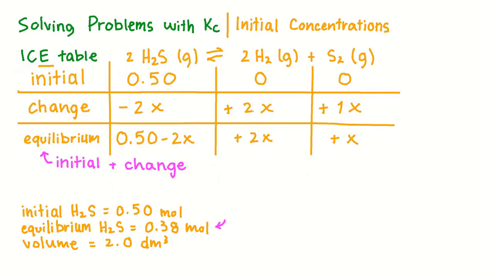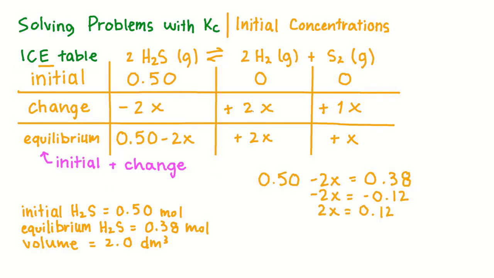The problem also gave us the equilibrium amount of hydrogen sulfide. If we set this amount equal to the equilibrium value of hydrogen sulfide in the ICE table, we should be able to use that to solve for x. First, we'll subtract 0.5 from both sides. Multiplying both sides by -1 gives us 2x is equal to 0.12, or x is equal to 0.06. Now we have the equilibrium amounts of all the chemical species.